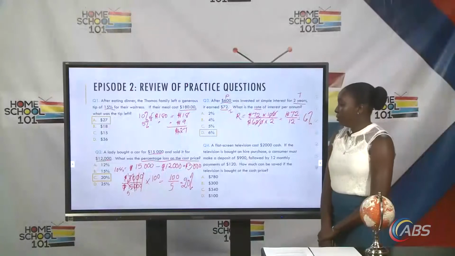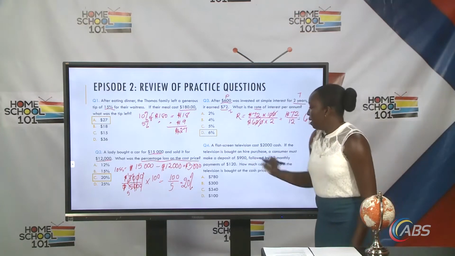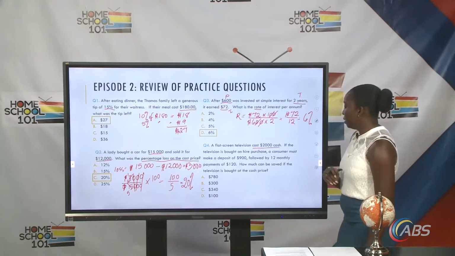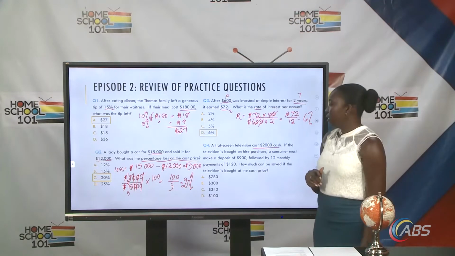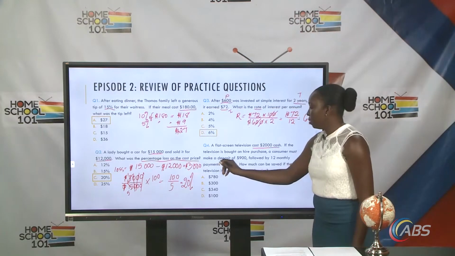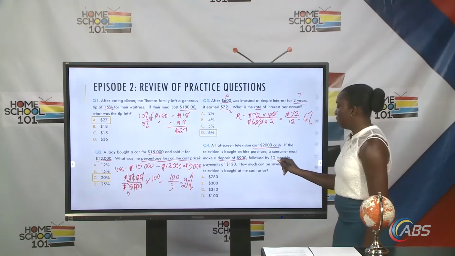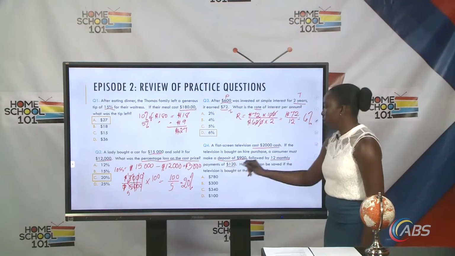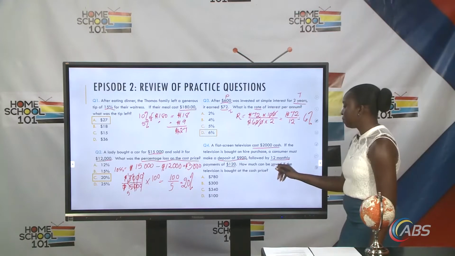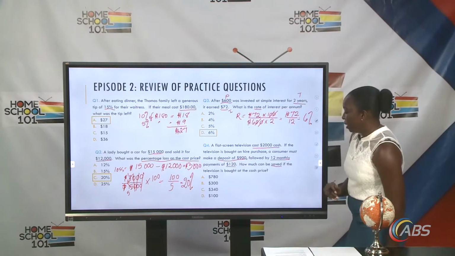All right, so let's read that again and highlight the important parts. A flat screen television costs $2,000 cash. If the television is bought on hire purchase, a consumer must make a deposit of $900 followed by 12 monthly payments of $120. How much can be saved if the television is bought at the cash price?